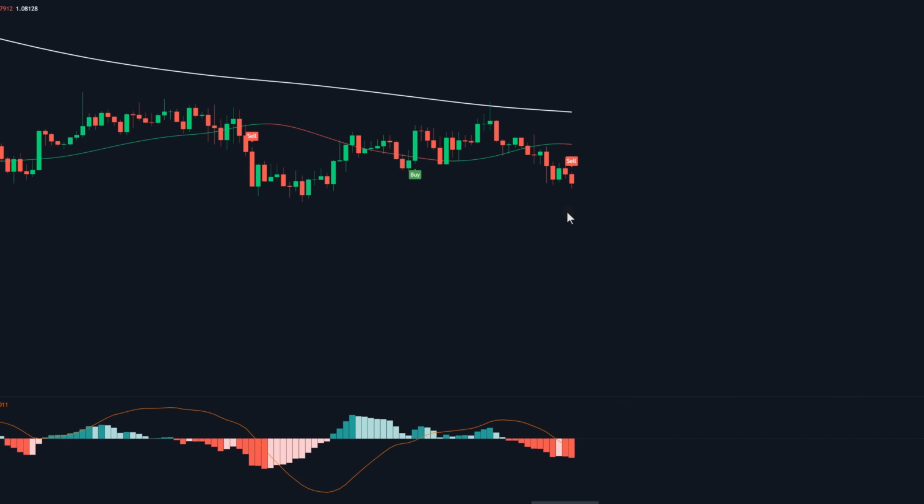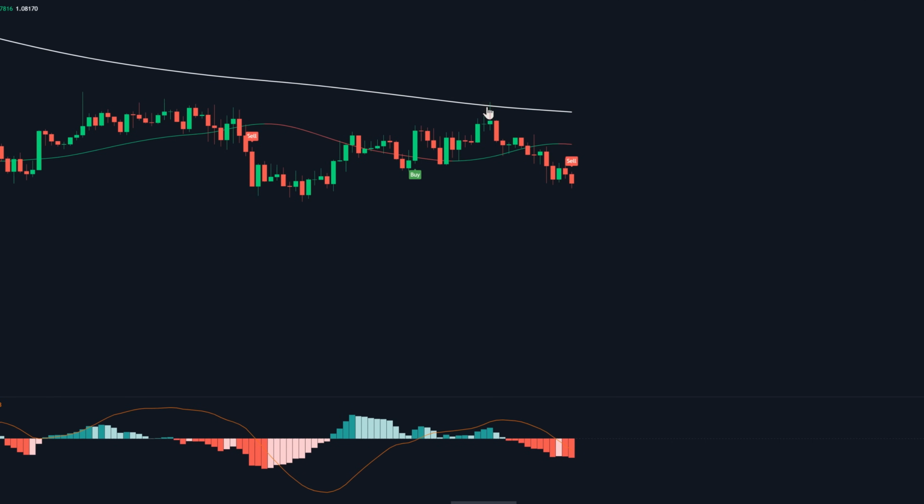Now remember, during this pullback, so basically from this point to this point, the price candles should not break and close above this white line. They can touch it with the wick, but they shouldn't break and close above it. If any of the candles closes above it, the setup becomes invalid.